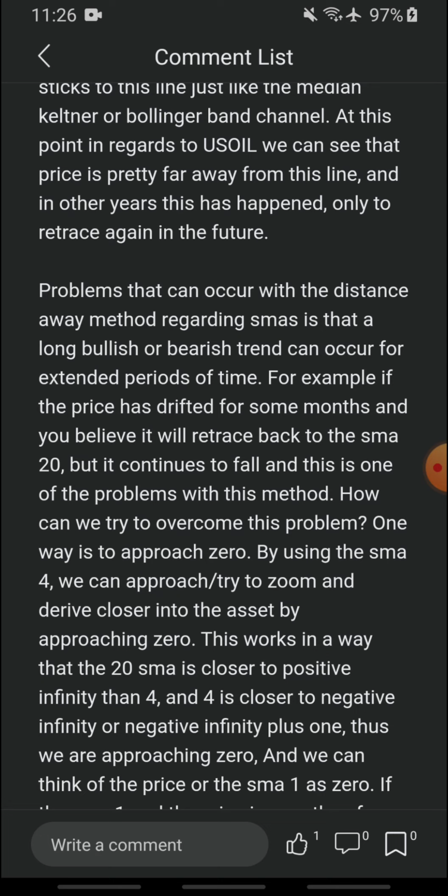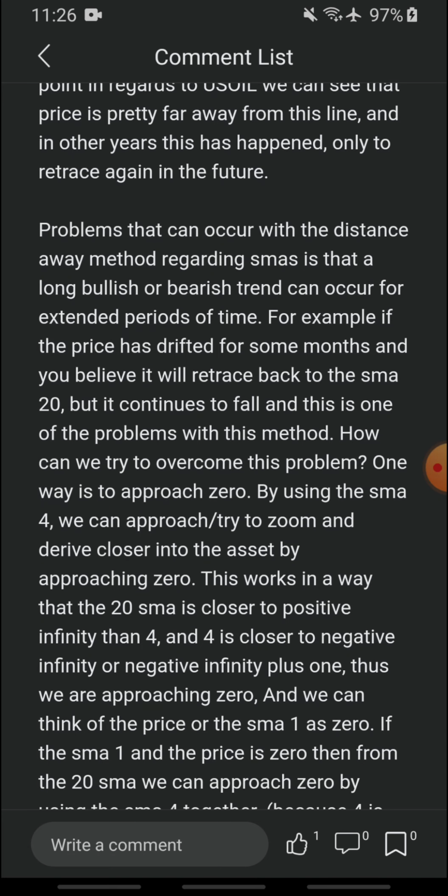But at this point, in regards to US oil, we can see that price is pretty far away from this line. This is the SMA 20. So it's very high above the SMA 20. That could potentially indicate that price may be wanting to go short in the future.